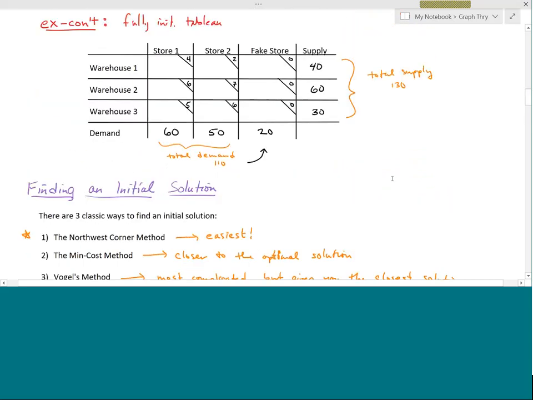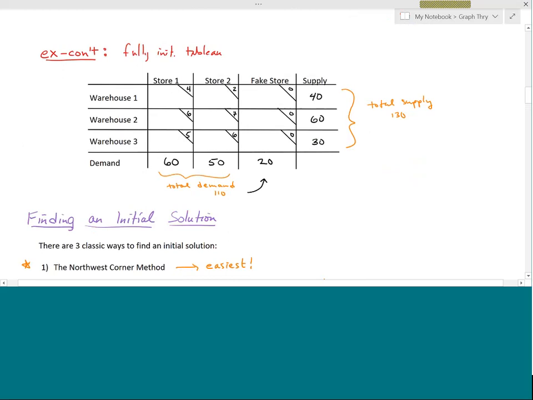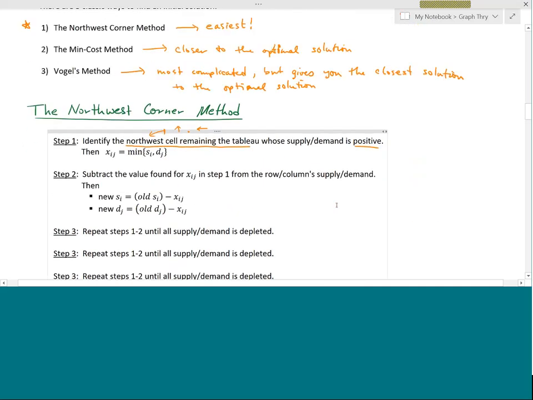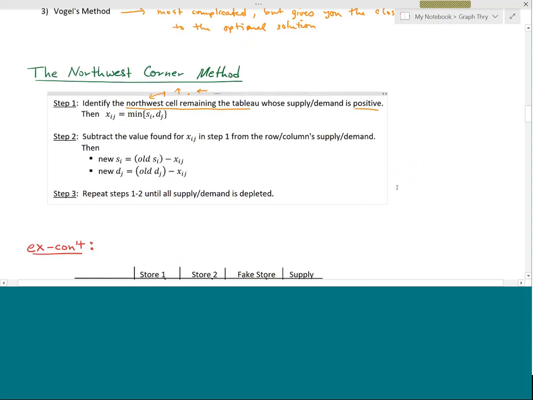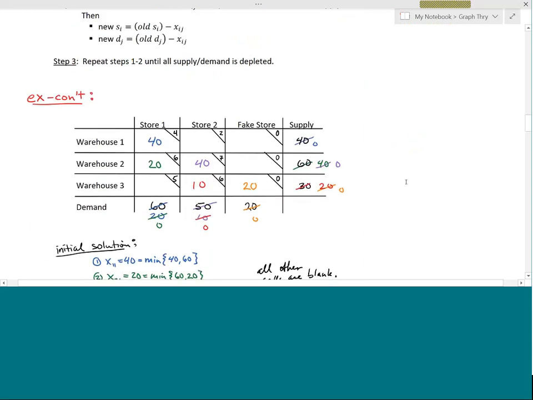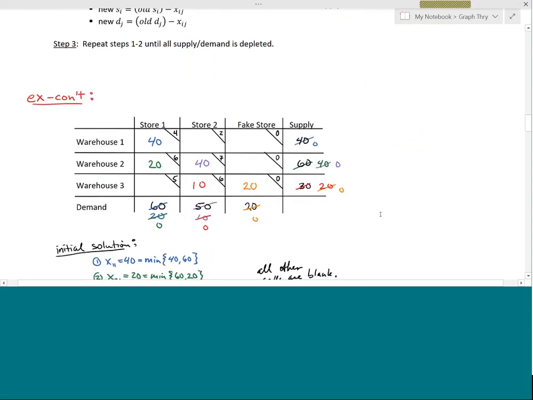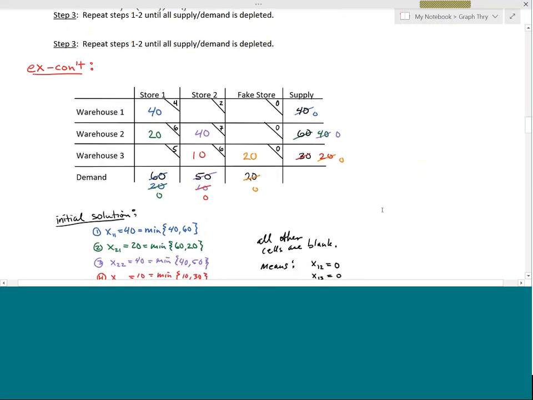In terms of what you would see, what I typically do is set these up into 3 parts. The first part is set up your initial Tableau, so be looking for this. The second part would be something like, in the directions, use the northwest corner method to get your initial solution. And remember what the northwest corner method was. It said you look in the northwest corner, north meaning up, west meaning to the left.